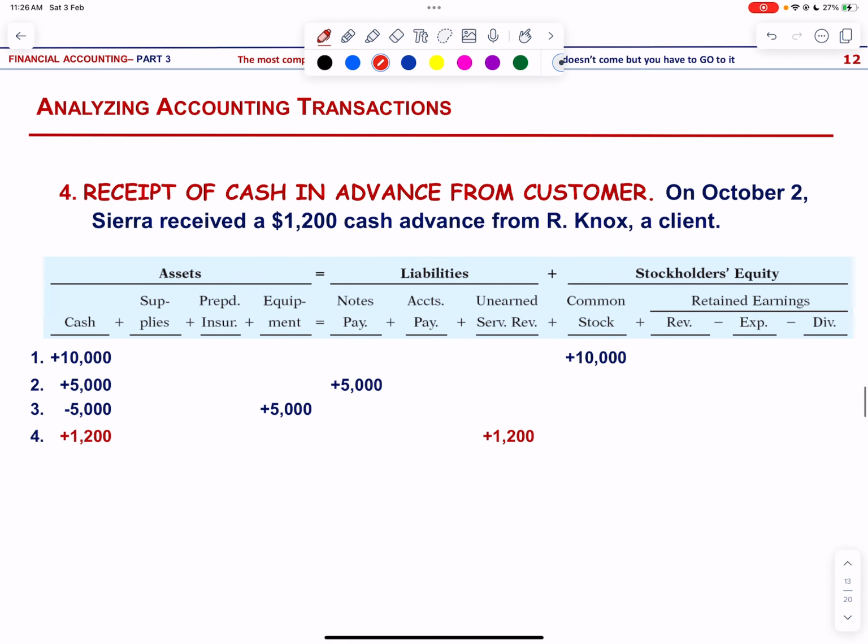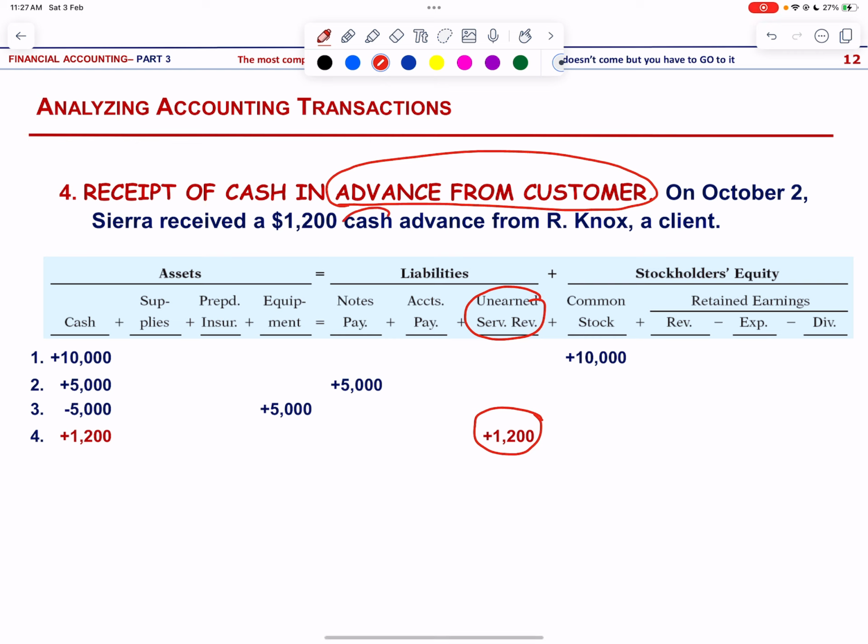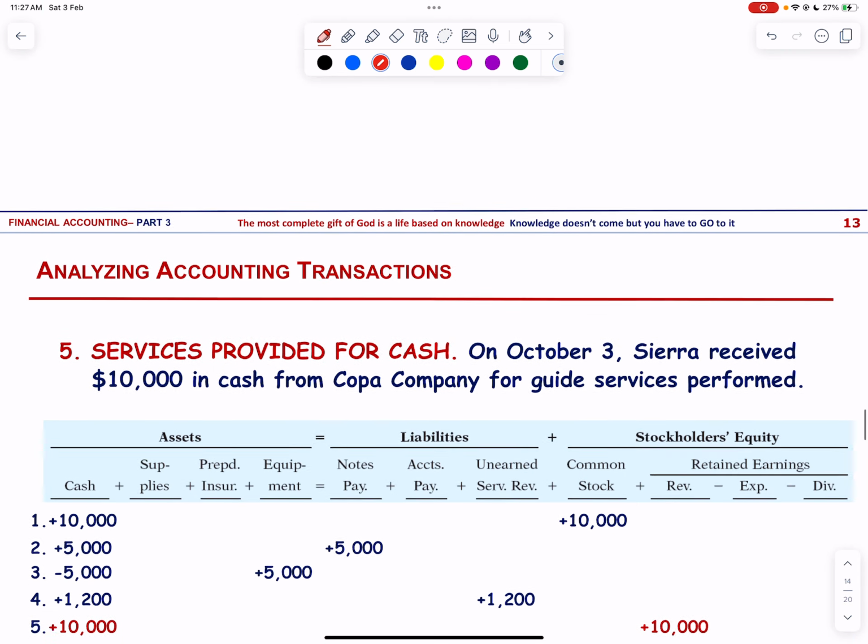We move on to the next transaction, receipt of cash in advance from customers. Now we are receiving the money in advance from the customer. We have not provided the services or the goods to the customer. So as long as we don't provide the service or the goods to the customer, this is a liability for us and this is not a revenue. And since we have not provided the service, our liability is increasing. We are receiving cash and cash is increasing by the same amount.